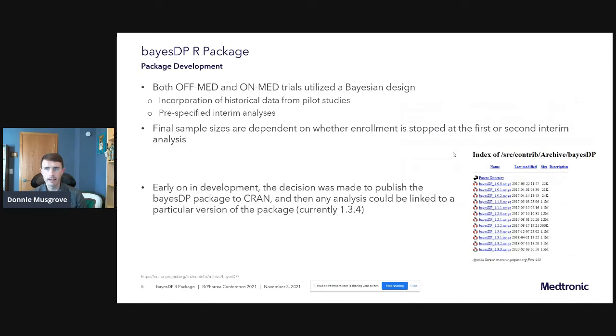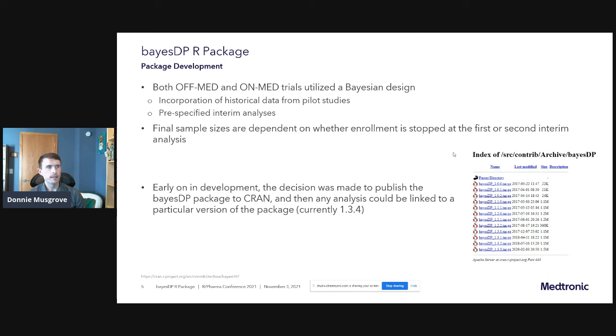So both off-med and on-med trials utilize the Bayesian design. They both incorporate historical data from pilot studies, about 80 patients in each study, and they have pre-specified interim analyses. And so the final sample sizes really depend on basically how much the current data is related to the pilot study data, and also when enrollment stops, or when we can prove non-inferiority.